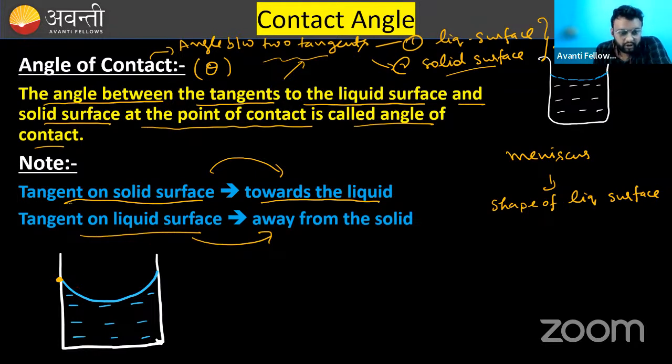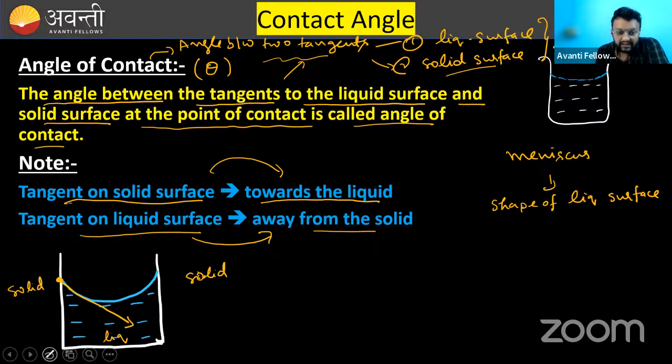So the tangent on the liquid surface is drawn where? Away from the solid. This side is solid and this is liquid. So away from the solid, you can draw a tangent. I have drawn a tangent. This is a tangent on the liquid surface.